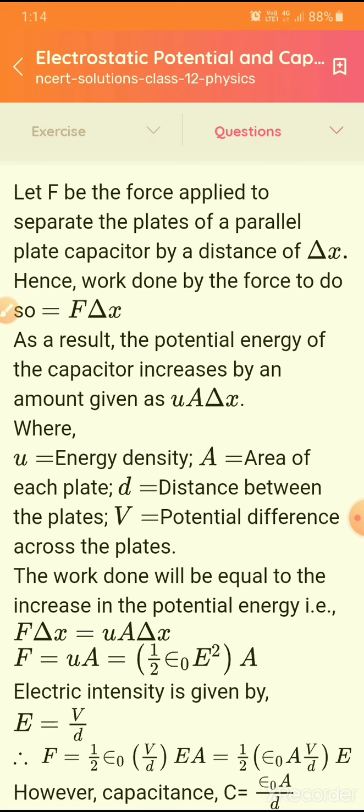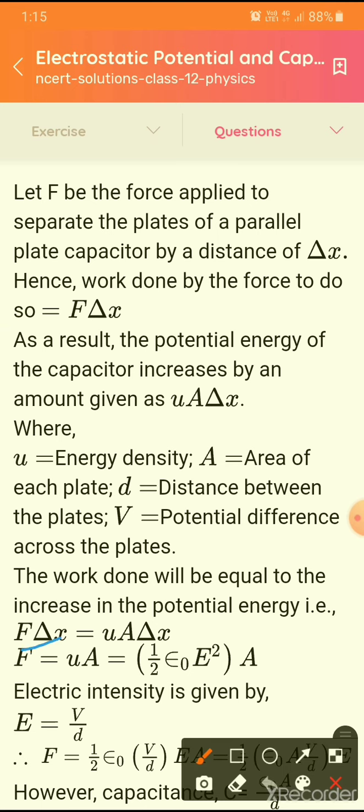So the potential energy of the capacitor increases by the amount U into A into delta X. Here U is the energy density, A is the area of the plate, D the distance between the plates, and V the potential difference across the plates. So work done, the formula will be F into delta X, and it will be equal to the increase in potential energy, that is U into A into delta X.